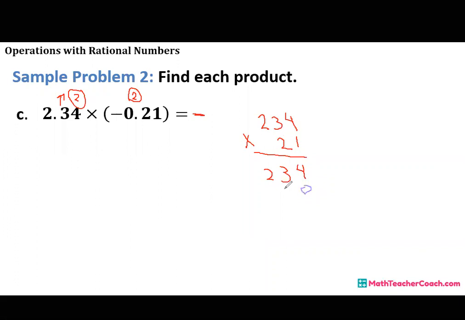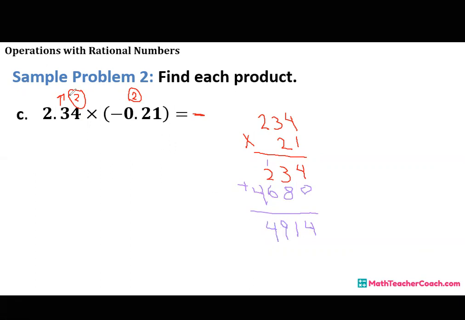After that, 2 times 4 equals 8. 2 times 3 equals 6. 2 times 2 equals 4. Then we will add: 4 plus 0 equals 4. And then 3 plus 8 is 11, so write 1 and carry 1. 3 plus 6 equals 9. And then I have 4.